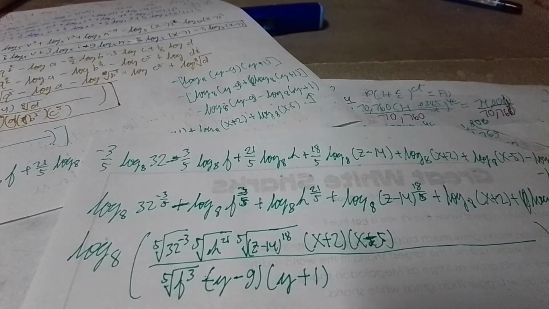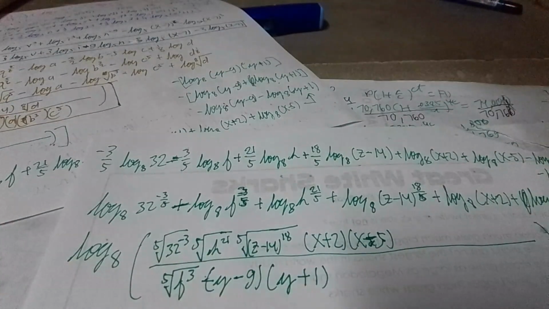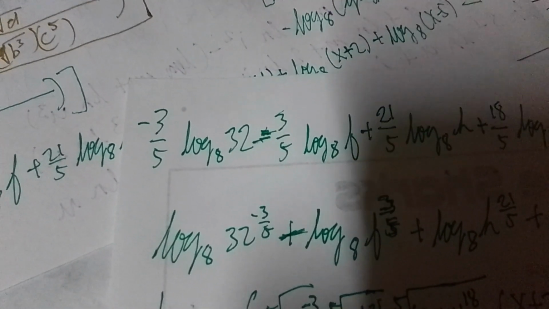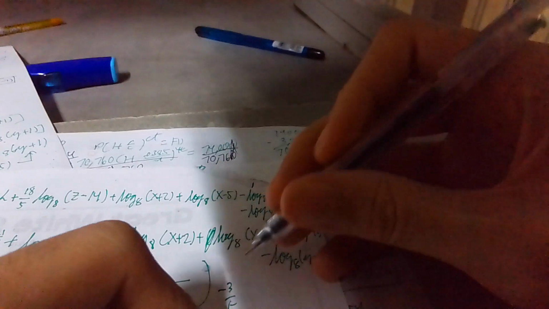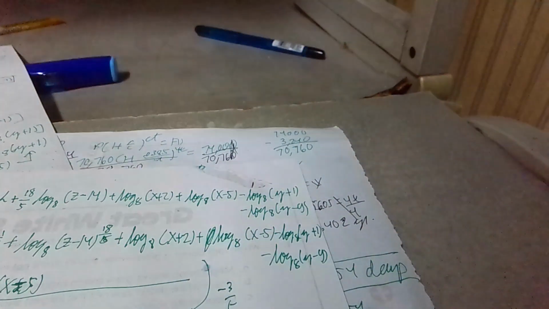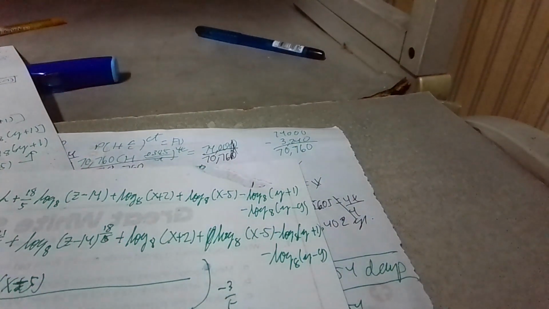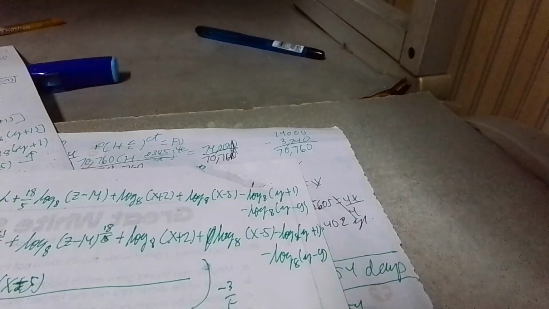Forgot to mention to you pala, the log base 8 of 32 raised to the negative 3/5, we can still simplify that. So doing it here, remember we have negative 3/5 times the log base 8 of 32. Kaya naman it became positive.